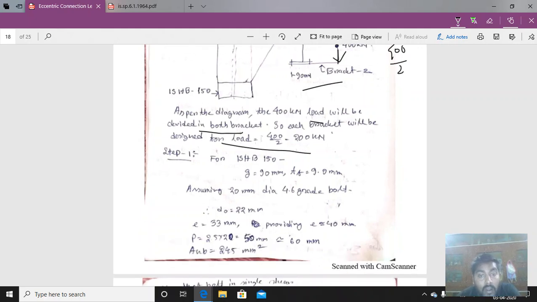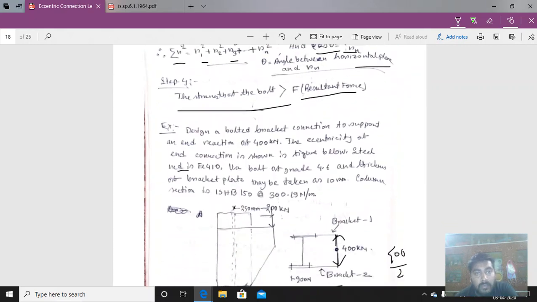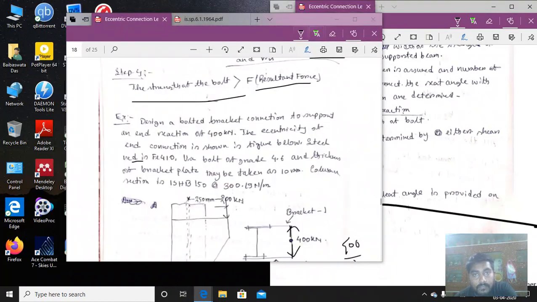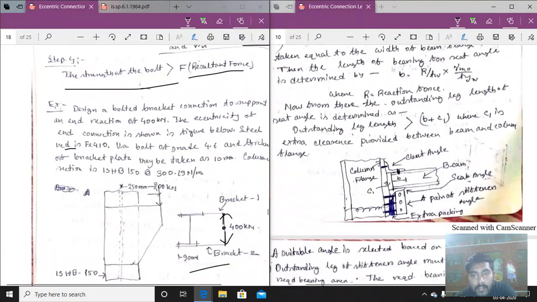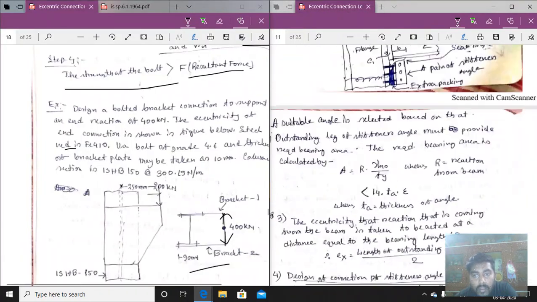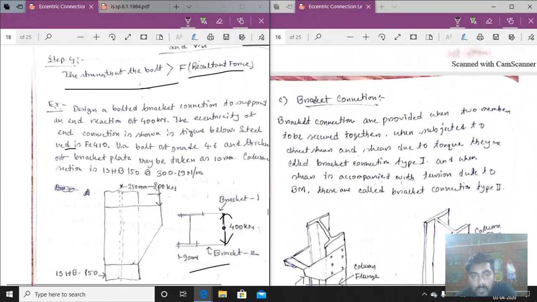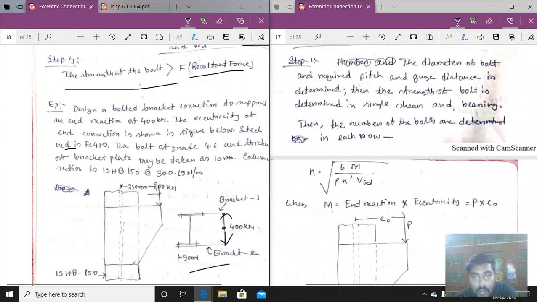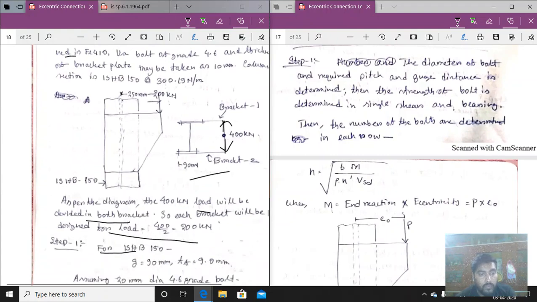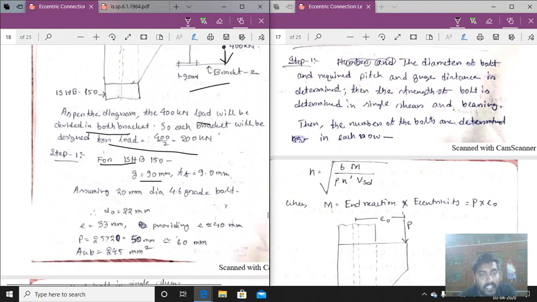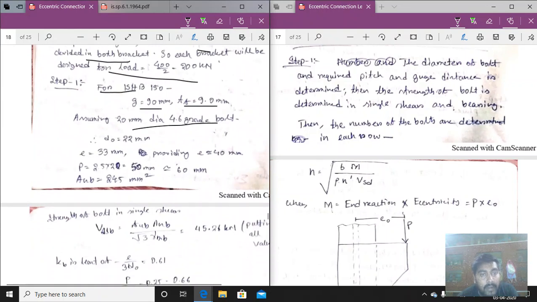What is step number 1? Now for ISHB 150, let us open step number 1 for this case. In step number 1, the diameter of the bolt is required. So the diameter of the bolt we are first assuming. Writing all the properties, grade 9 mm, assuming a 20 mm diameter, 4.6 grade bolt.